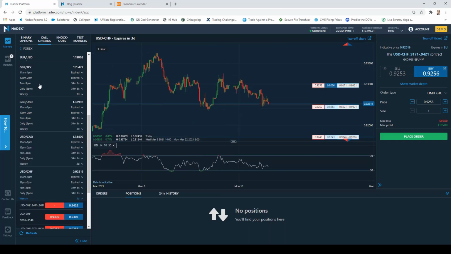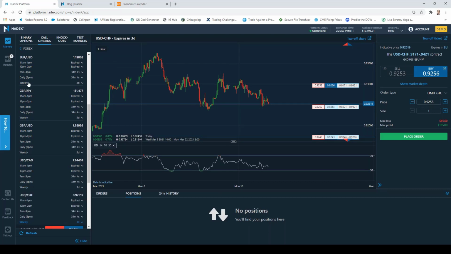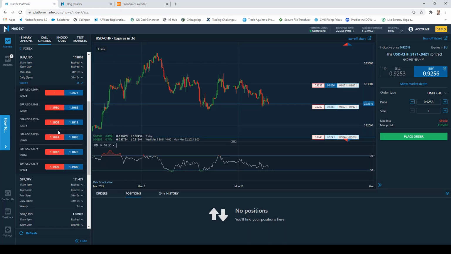So one more here, and then I'm just going to place a trade. Euro USD weekly. We're going to go to the 1 hour chart.